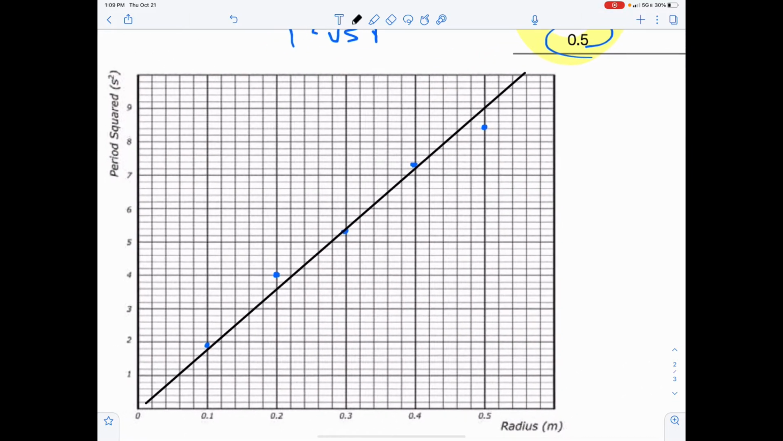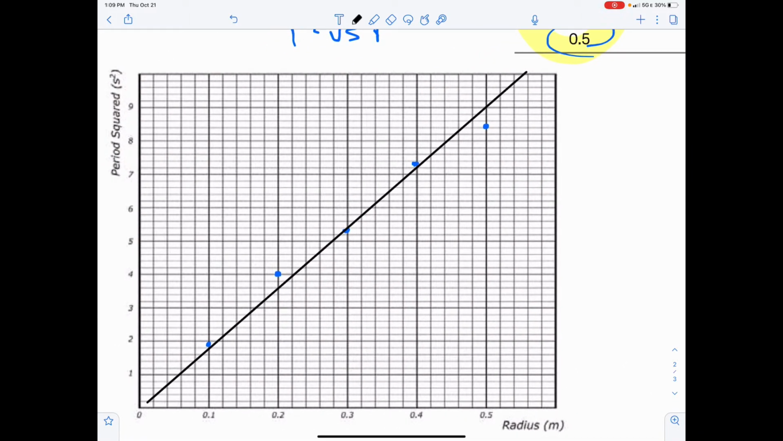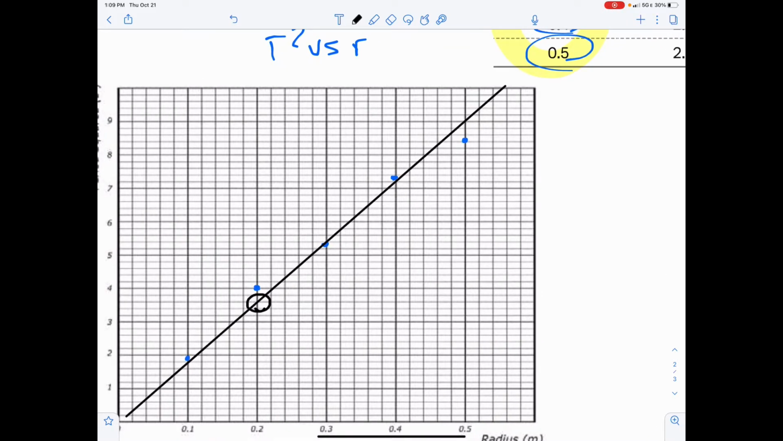Now to find the slope of the best fit line, you have to find two convenient points that cross through the corner of the graph paper box. I'm liking that point right there. And I just have to go up and down the line and search for another. Well, that's a pretty good point right there. So I'm going to make a slope triangle that goes from one point to the other.